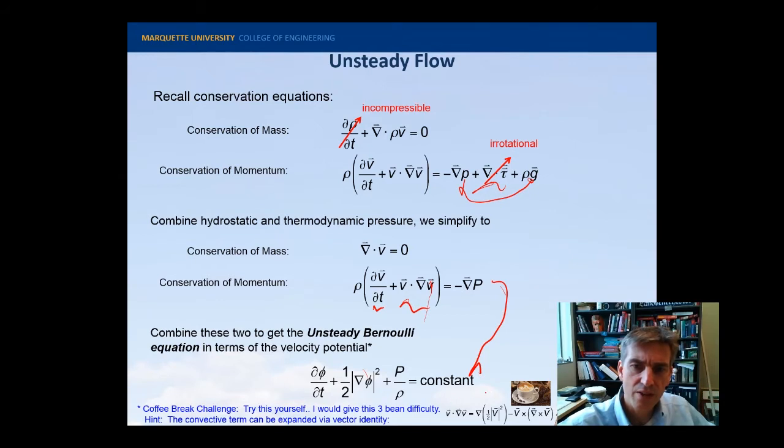I've given one here that yields the term that remains, and then it's left up to you to get rid of this term. And the way that you're going to go about that is to utilize that del dot v is equal to 0. And so there's some identities to relate those two together, and then that will result in your unsteady Bernoulli equation.